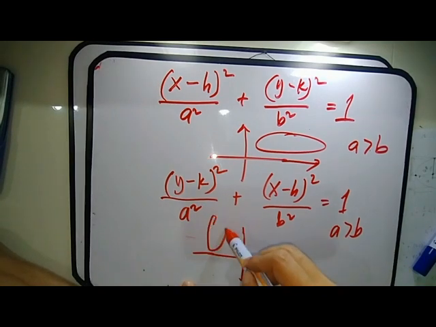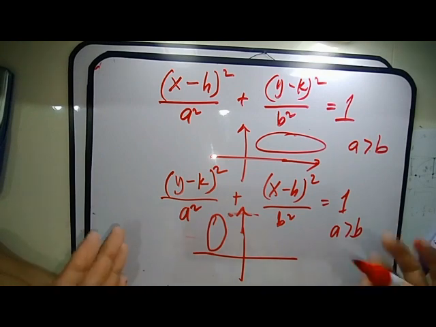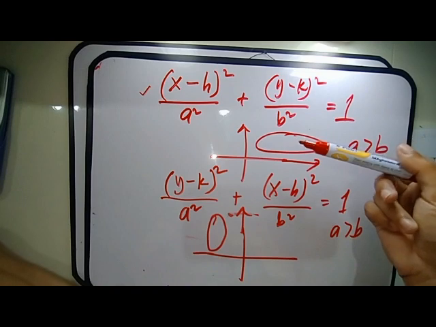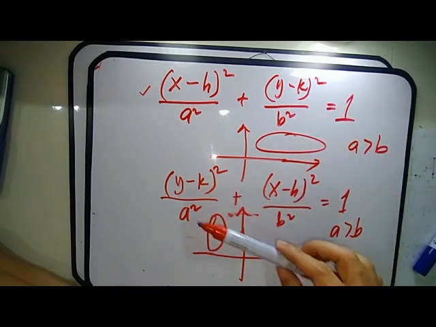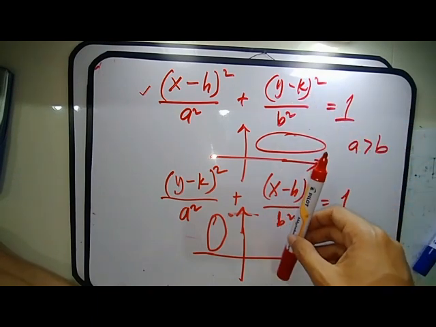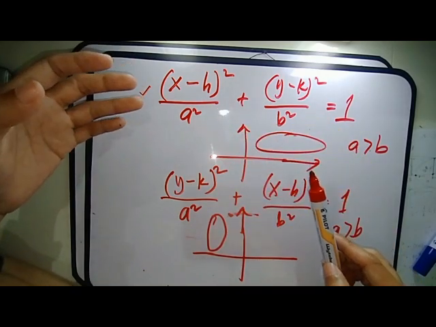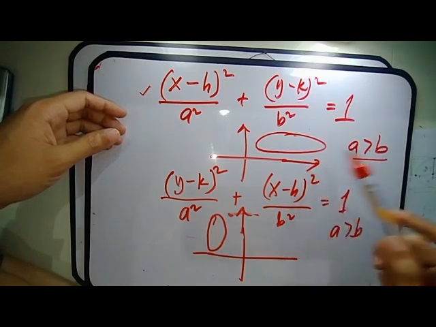You have here a vertical axis. So remember this other form too: whichever denominator is higher, that is its axis. If the denominator of y is higher, it means the axis is vertical. If the denominator of x is higher, it means it is horizontal. But a is always greater than b in the figure.